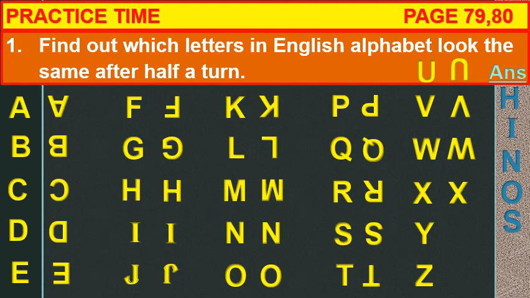Now we can see that the original X and half turned X look the same, right? The original Y and half turned Y both look different, but the original Z and half turned Z both appear the same. Am I right? So the letters H, I, N, O, S, X and Z in the English alphabet look the same after a half turn.